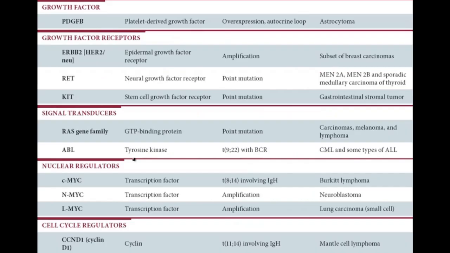Now, what are some important growth factor receptors that can become mutated, and what tumors are they associated with? Well, one of the very high yield growth factor receptors is HER2/neu. All right, HER2/neu is a growth factor receptor. It's an epidermal growth factor receptor that is amplified in a subset of breast cancers.